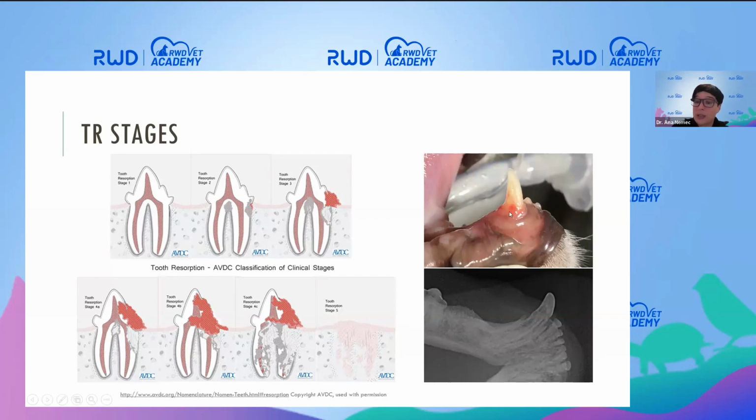If we look at the canine tooth, we can already clinically appreciate a lesion here on the buccal surface. So this would be either stage 2 or stage 3, or maybe even a stage 4 lesion. We don't know just by clinical examination. Then we look at the radiograph and we see that the majority of the root structure of this tooth is practically gone. So that would be stage 4C tooth resorption.